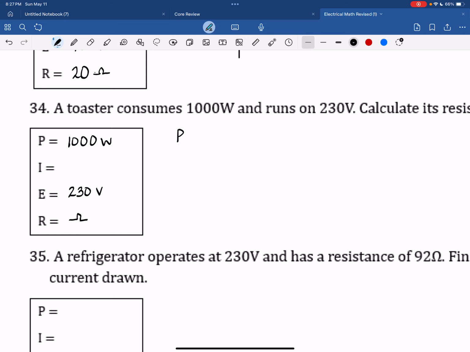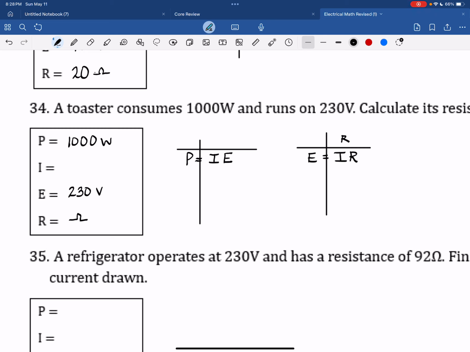I'm going to start with P equals IE. We're looking for ohms, we're looking for resistance. Let me explain a little bit of what I'm thinking here. This is one where I would prefer to have the ohms wheel. I know in the formula E equals IR, I can find resistance. And I can do that using this method.